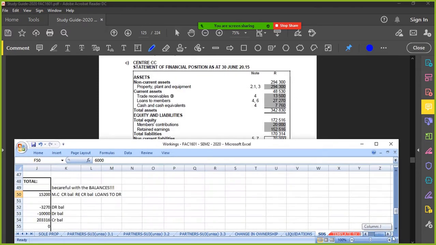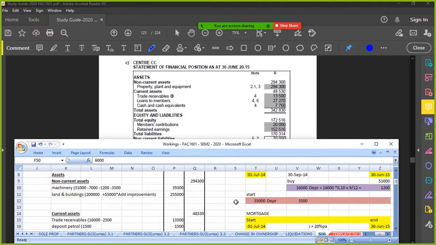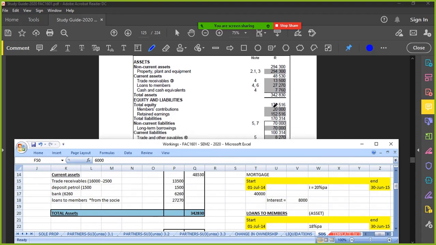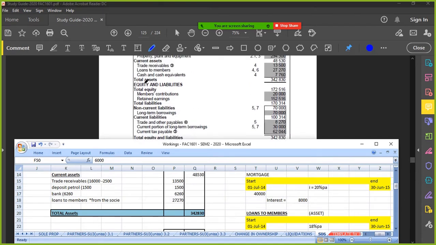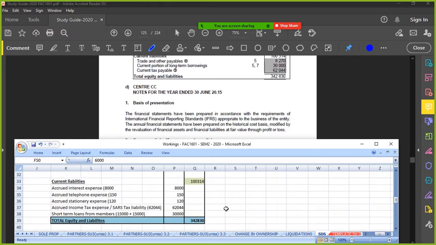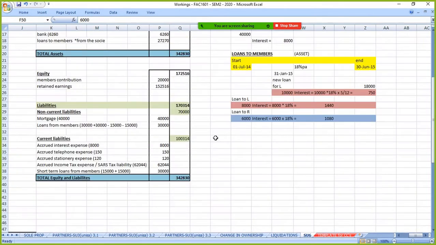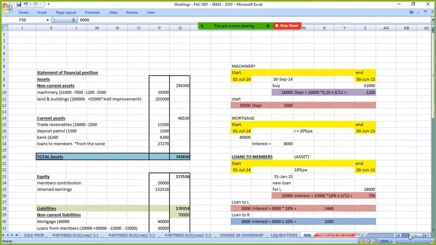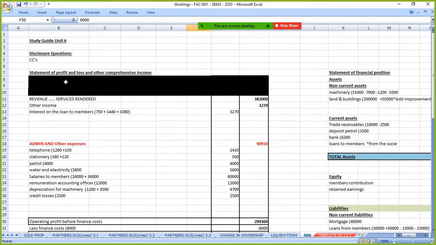Let's just compare this. Assets, what is the total? Let's just check the total. Total assets, 3428. Yeah, that's perfect. Equity and liabilities, same thing. So everything here should be fine. And that's what you should be looking at doing for all of these example activities. So we've done, let me just write it down.